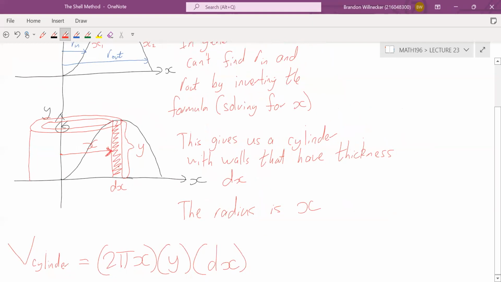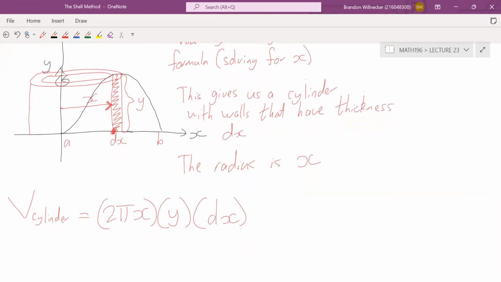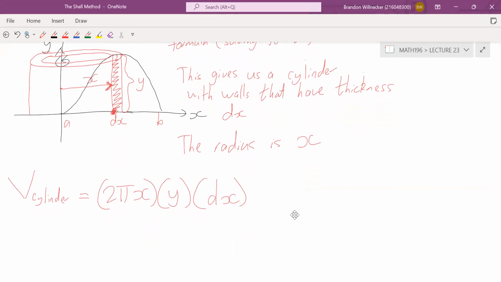So for this, let's say at this point here, we can draw the cylinder and find the volume of that cylinder. Now we do the same thing for all x points along the interval from A to B. We find the volume of each individual cylinder, add them together, and that gives us the total volume. So the total volume will be the integral, because we're summing up the cylinders from A to B.